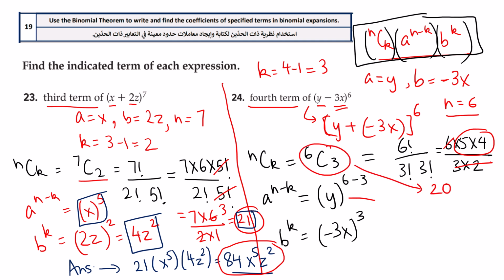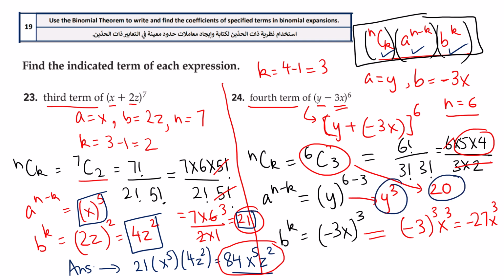This is y to the power 3, very easy, and this will be minus 3 to the power 3 x to the power 3, so this is negative. It will come out to be negative 27x^3. Now we just need to multiply all of them together: nCk with a to the power n minus k, b to the power k. So I multiply 20 with y to the power 3 and this.